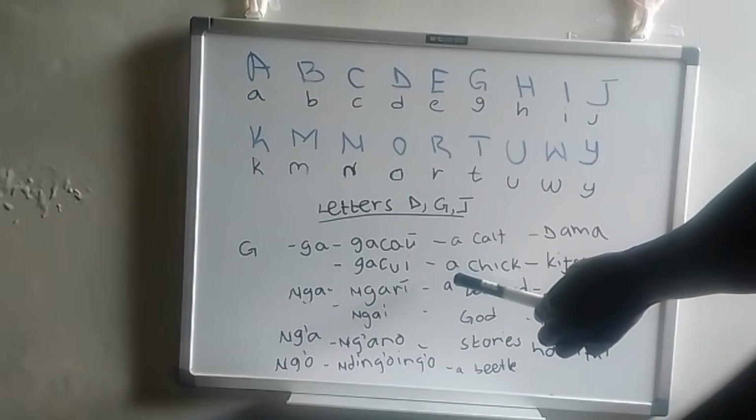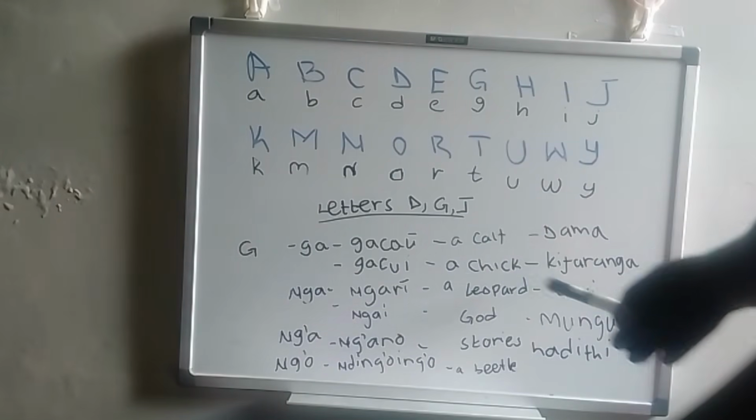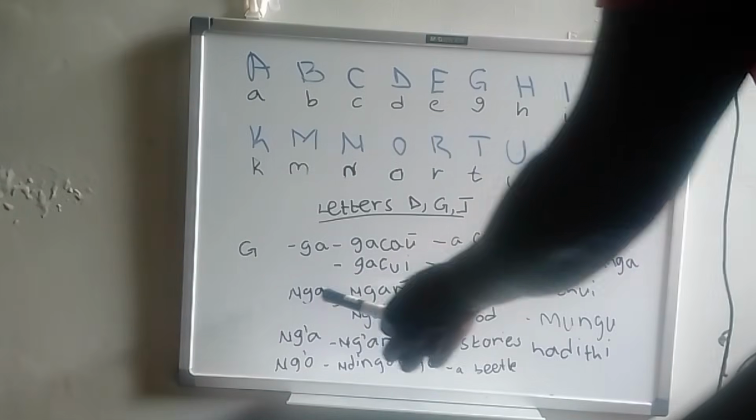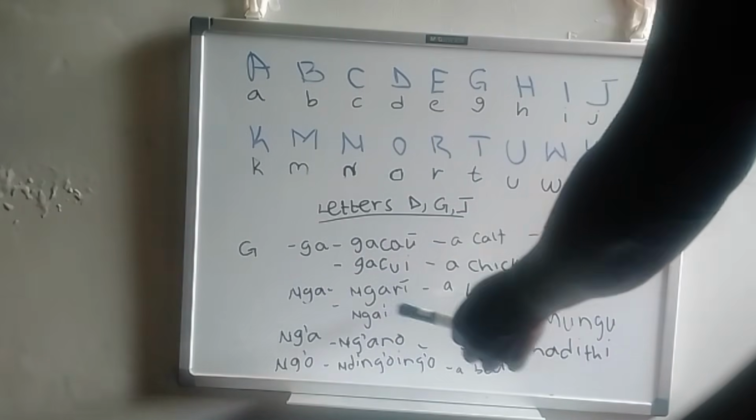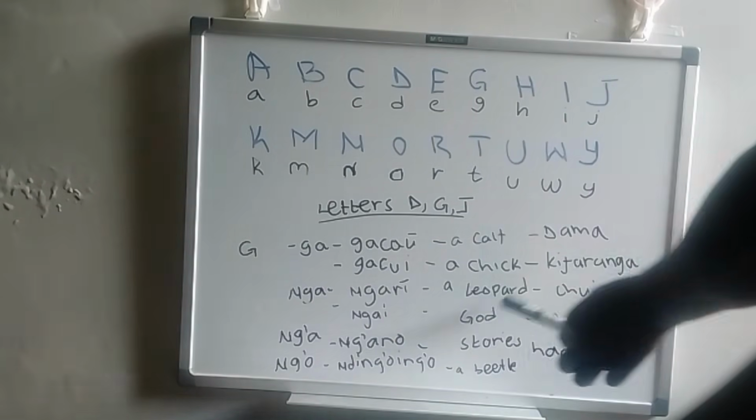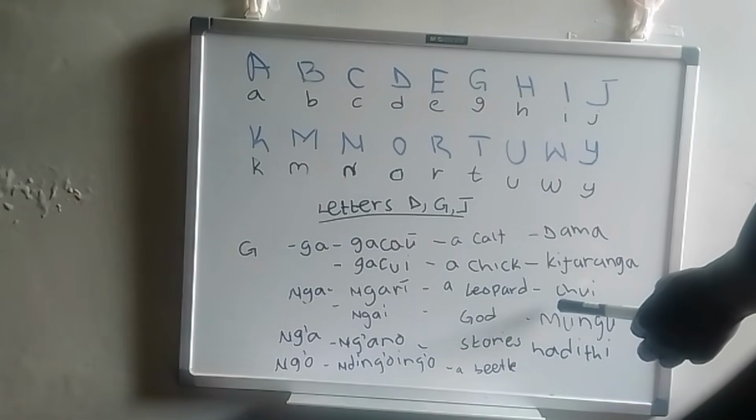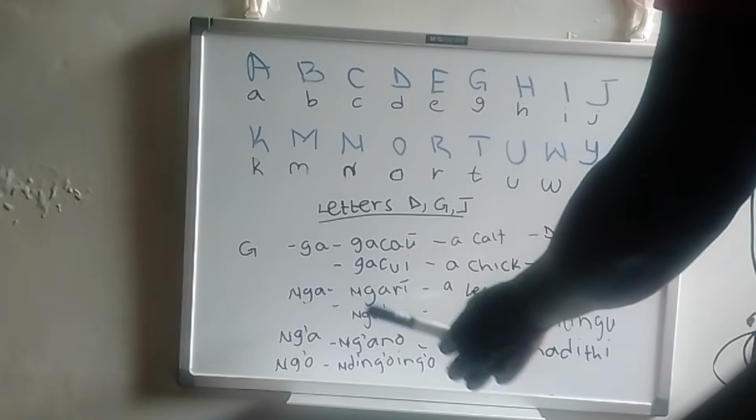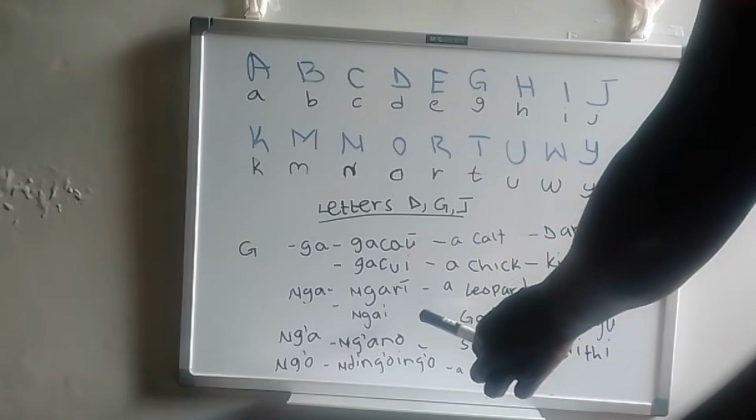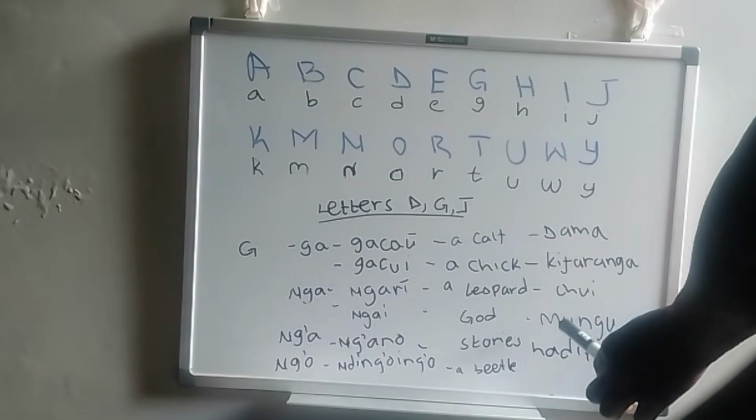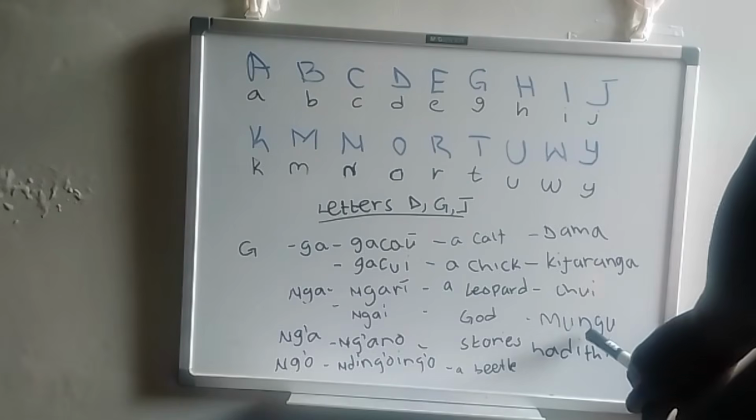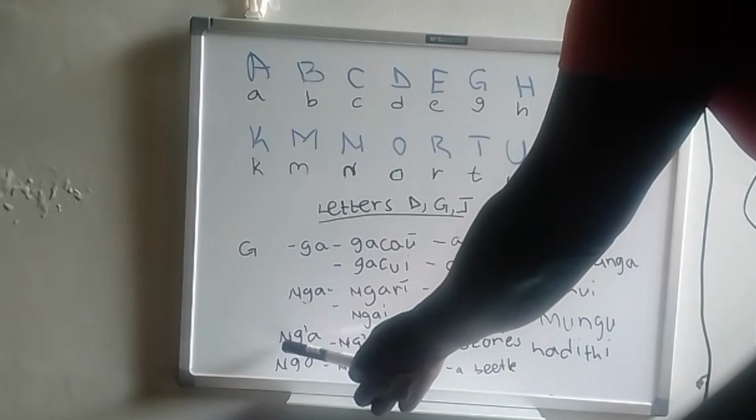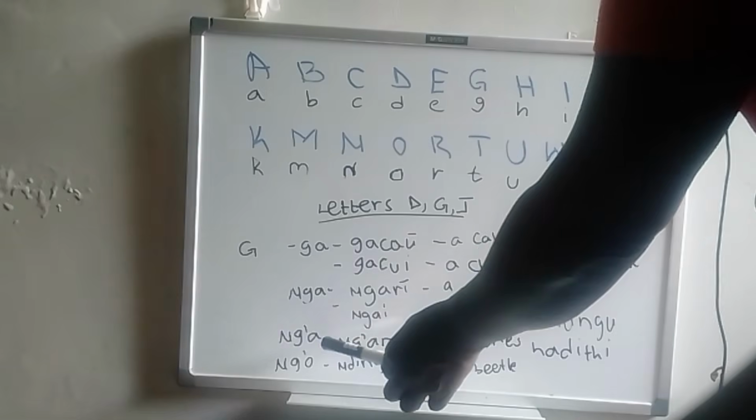Gashui, a chick. Gari, a leopard. Kwa Kiswahili ni chui. A gai, that is God. Kwa Kiswahili ni Mungu.